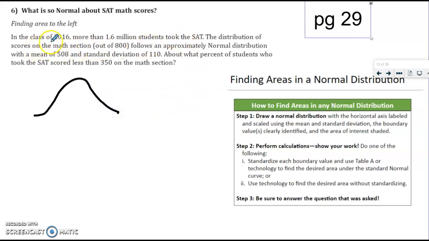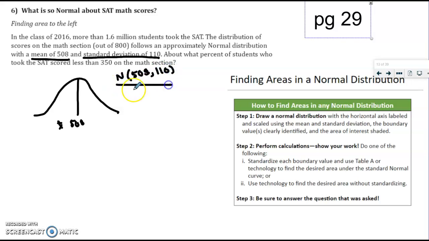In this case, it says that in 2016, more than 1.6 million students took the SAT. The distribution of the scores out of about 800 follows an approximately normal distribution which has a mean of 508 and a standard deviation of 110. So if I look right here, we will say that the mean is 508. Okay. And in this case, we do know it's a normal distribution. And symbolically, when we write this, we will say that it's a normal curve with a mean of 508 and a standard deviation of 110.